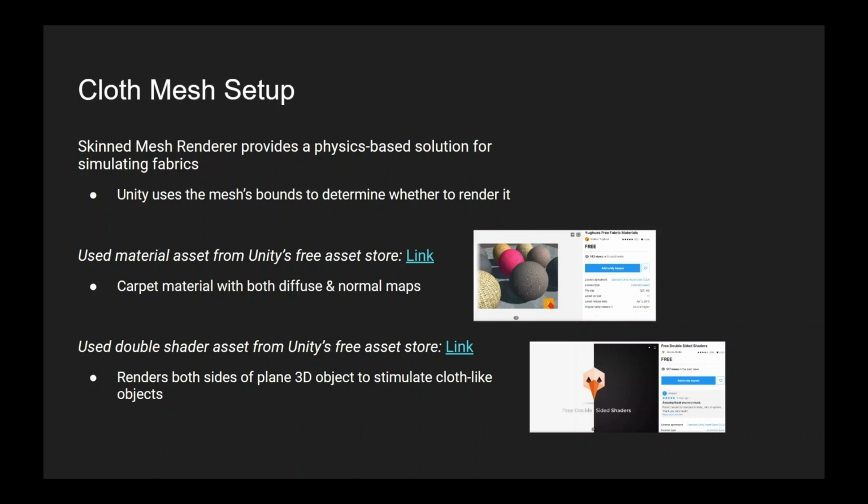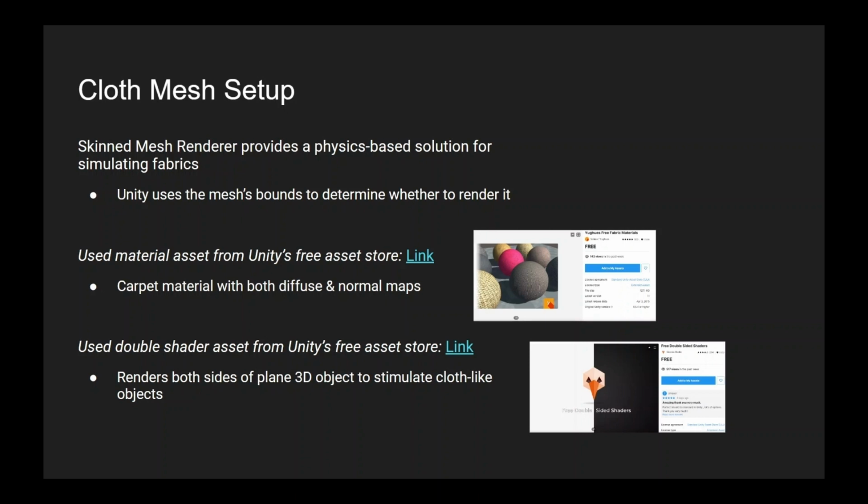Okay, now I'm going to talk about the cloth mesh setup. So the cloth component works with the skinned mesh renderer to provide a physics-based solution for simulating fabrics. It's specifically designed for character clothing and only works with the skinned mesh renderer. If the entire bounding volume is outside the view of any active camera, Unity will not render the mesh, to optimize its game performance.